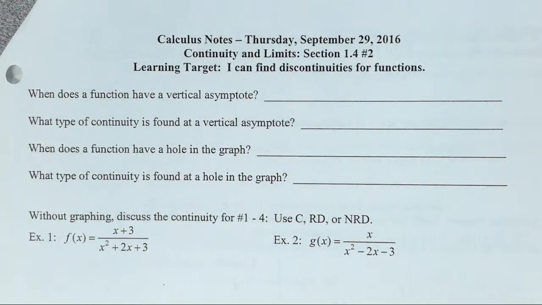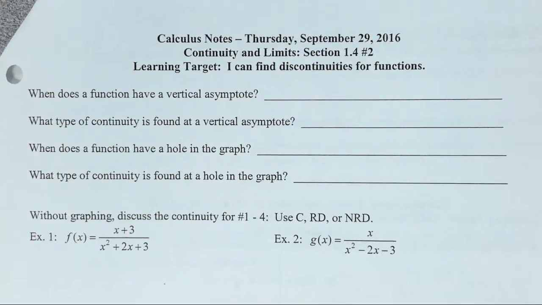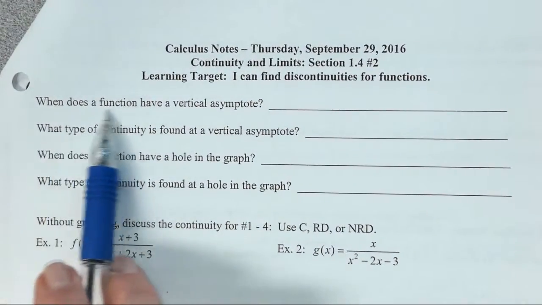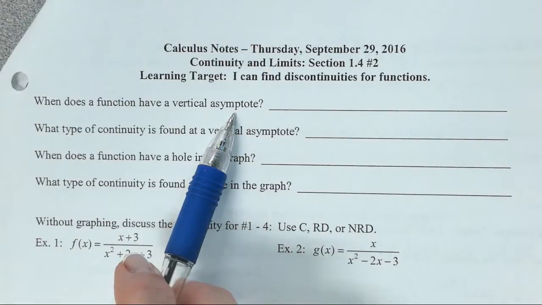Right, so looking at the notes, this is section 1.4, number 2. Our learning target is being able to find discontinuities for functions, but we're also going to be looking at how those discontinuities, or the fact that we have a continuous function, affect the concept of finding the limit. So first thing we want to know, though, is when does a function have a vertical asymptote?